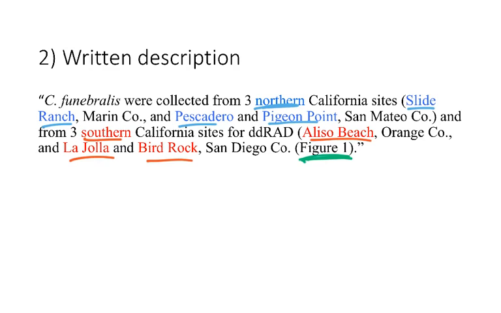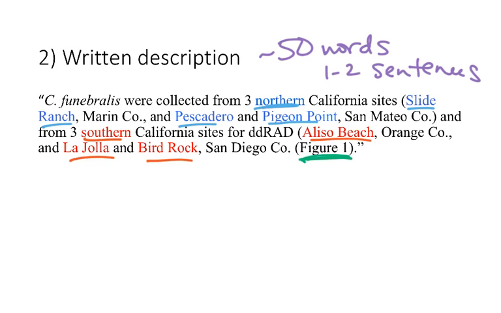And then another thing to note, in terms of how long this written description should be, you may have noticed that this actually is not very long. So your whole written description should be about 50 words, and that's about 1 to 2 sentences long. So the section really, word count wise, is relatively short, but you're just briefly describing where your samples were collected from.